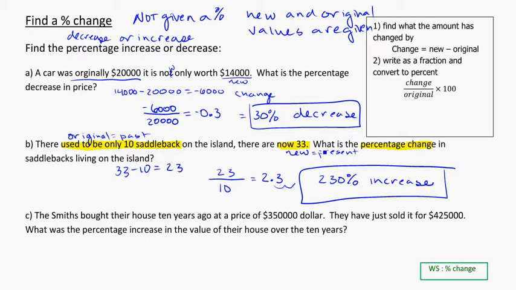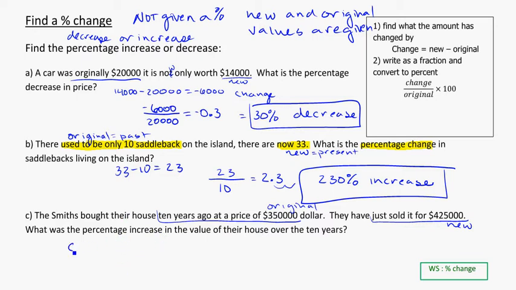So going from 10 to 33, again, find the change, 33 minus 10, and it's always the change over the original price, and then convert it to a percentage once you've got your decimal. Last question. The Smiths bought their house 10 years ago, and that's our past tense, so that might give me a hint that this would be the original, and so I'm going to say this is original. They have just sold it, just now, that's present tense, so this is the new. Just sold it for $425,000. What is the percentage increase in the value of their house over 10 years?